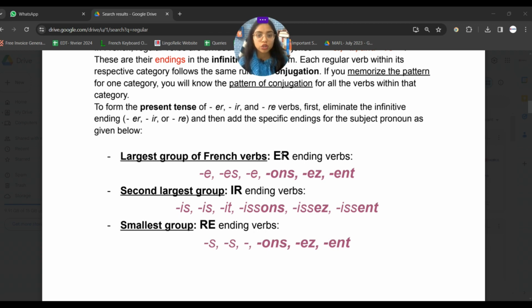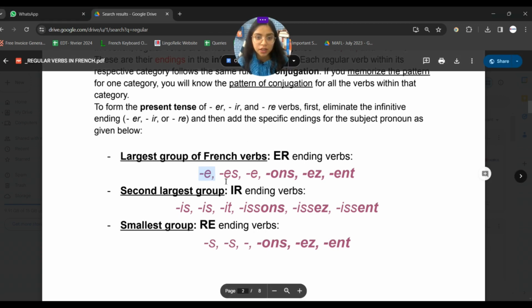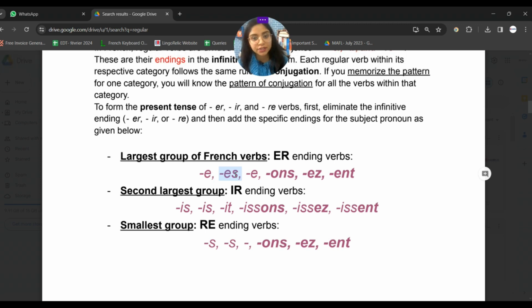For je, the ending is E. For tu, the ending is ES. For il, the ending is E. For nous, it is ONS. Then for vous, it is EZ. And for ils and elles, the plural, you have ENT. These endings, again, I did not decide. These are the endings that have been fixed as a rule in grammar, and hence you have to learn them, you have to accept them.